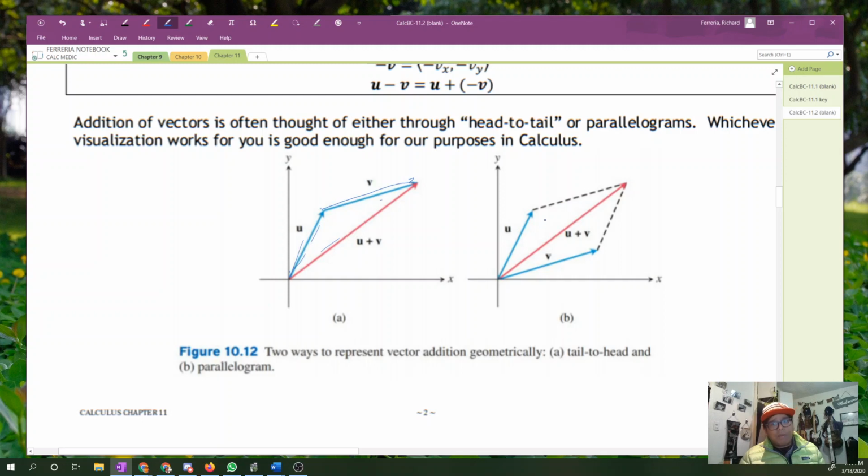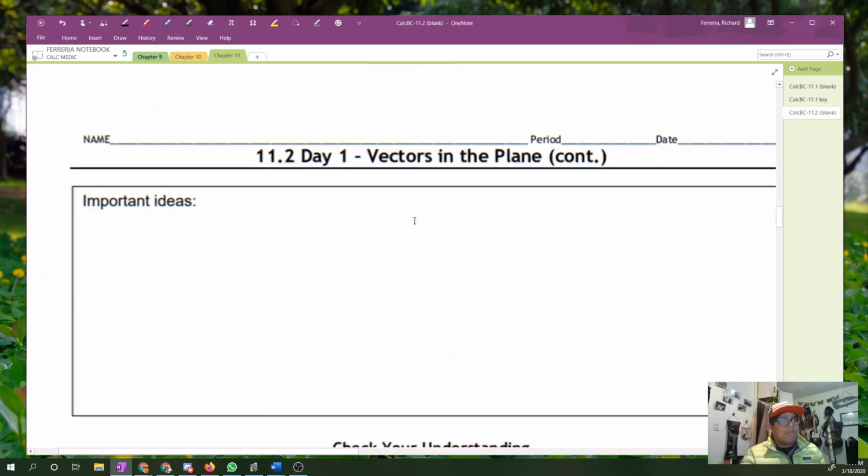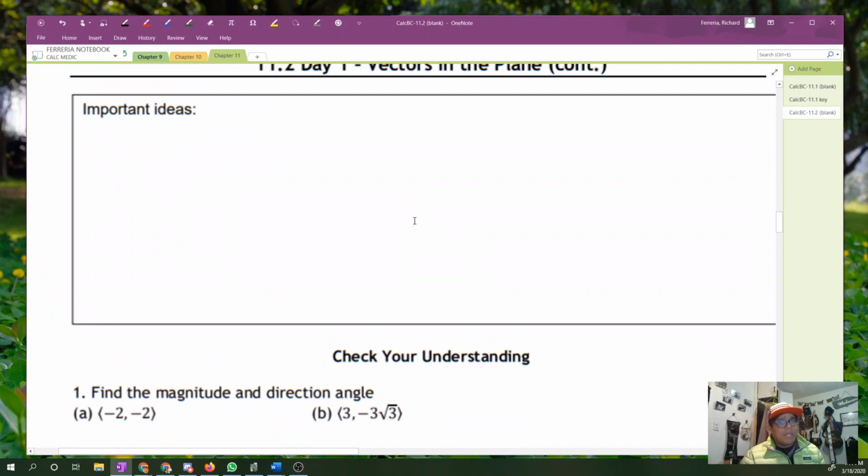There's this other one which I don't really use, but it looks like if you create a parallelogram with u and v, then of course u plus v is the opposite diagonal of that parallelogram. Either way of these is just kind of fine. And that's all we have, really. So let's get our important ideas down on paper here.